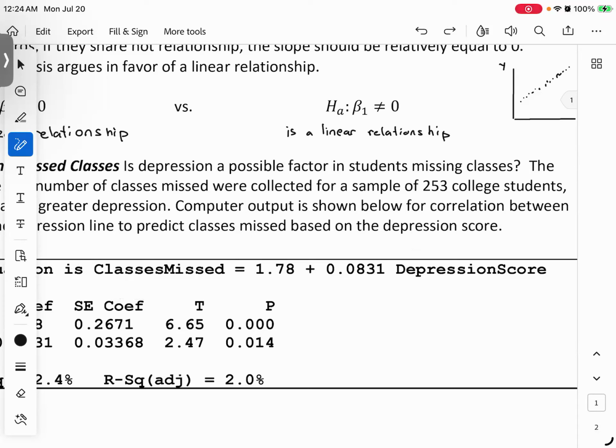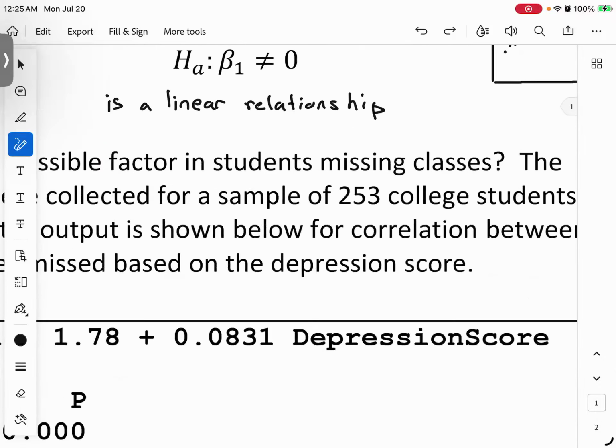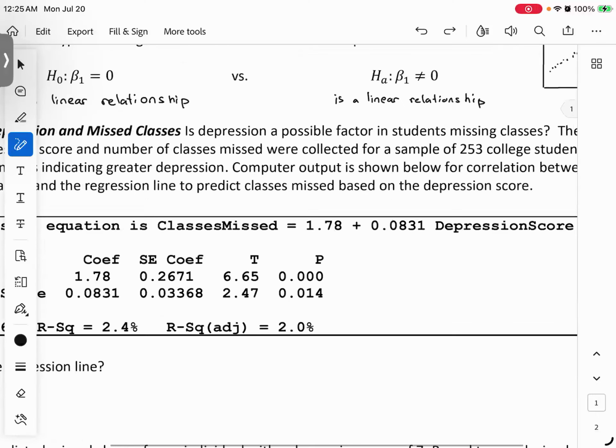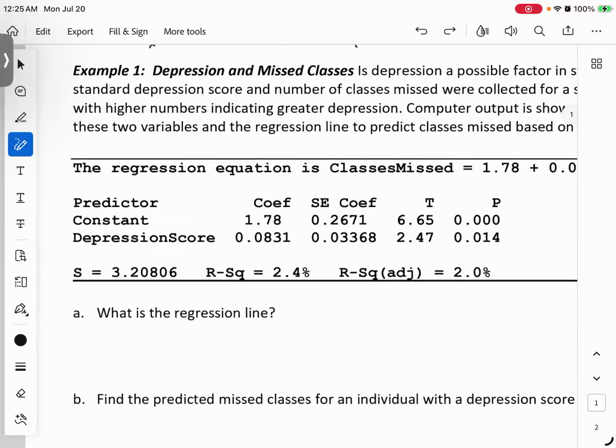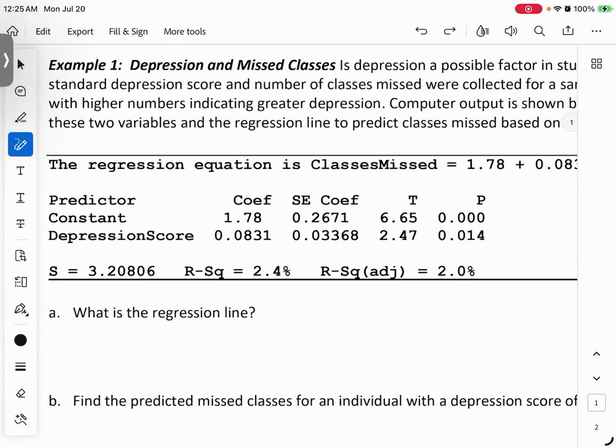Now, what they did is they collected data from students, and the two things were, one, depression score, and second, if they were ever absent from class. It was actually for 253 college students. And when they did this, these are the results that they got from statistical software, and we're just going to call it the output. Usually, you'll take your variables, like your ordered pairs for each of the students, their depression score and how many classes they missed, and you would put all of that for all of the students into software.